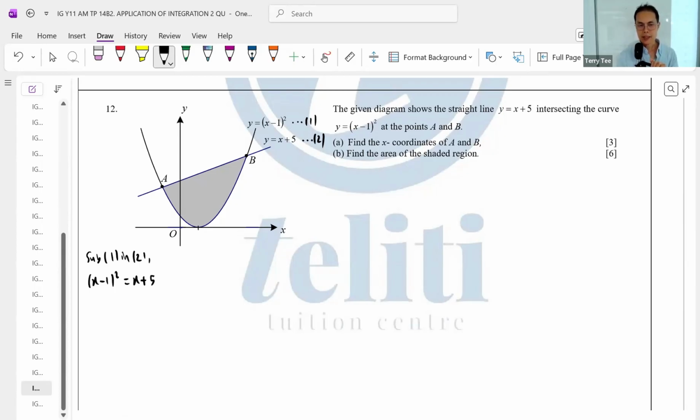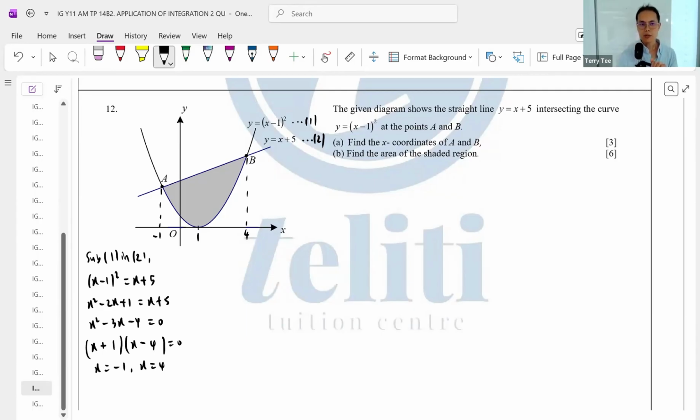plus 5. Expand the bracket. x squared minus 2x plus 1 equals x plus 5. Bring it over: x squared minus 3x minus 4 equals 0. So what are the factors of 4? We use 4 and 1, minus and plus. So your x values are -1 and positive 4. This is -1. This is positive 4.